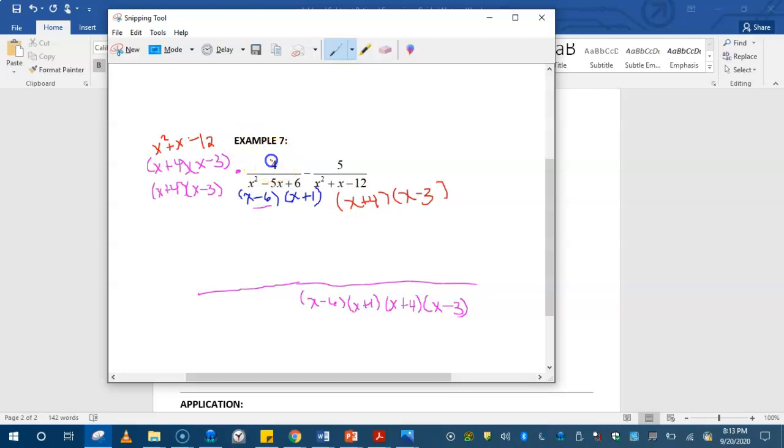So now when I multiply, this is easier, right? I would have a 4x squared plus 4x and minus 48. All right, look at that. Okay, let's go to the next one.